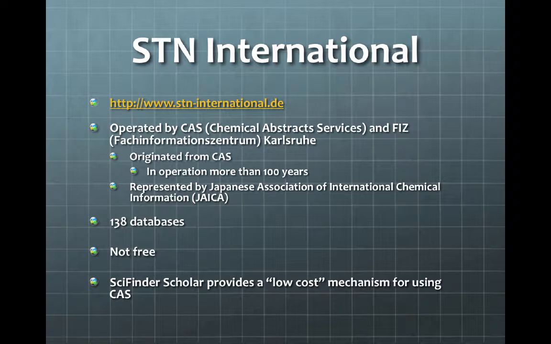Another search engine is STN International, and this is again, an excellent search engine, in my opinion. It is operated by Chemical Abstract Services, which is an arm of the American Chemical Society. And it has databases through Chemical Abstracts as well as through a Japanese and a German site. It has a huge number of databases. It is not free, and so not all universities or colleges will subscribe to it. However, there is a low-cost version, SciFinder Scholar, which is also quite good, that can be used to search a lot of the information on STN International. Okay, very, very good search engine.